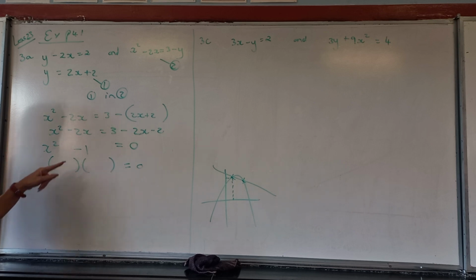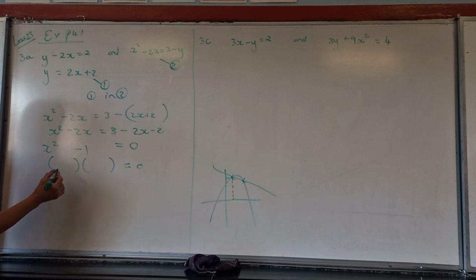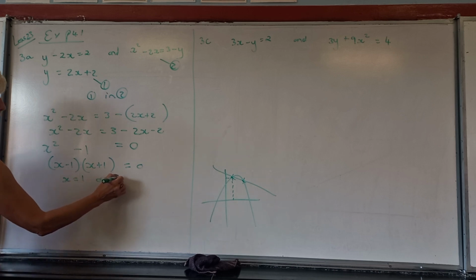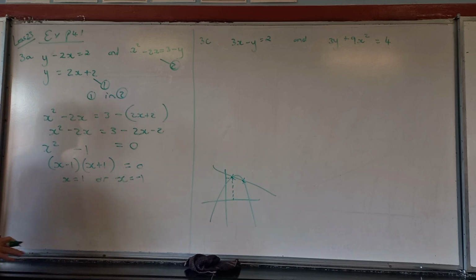So now I'm factorizing. Is this something that I can factorize? Yes. It is a difference of two squares. So (x minus 1)(x plus 1), and x is either 1 or negative 1.